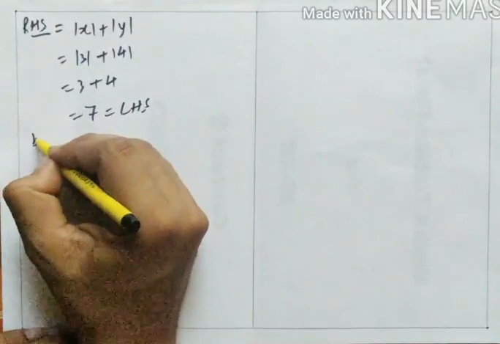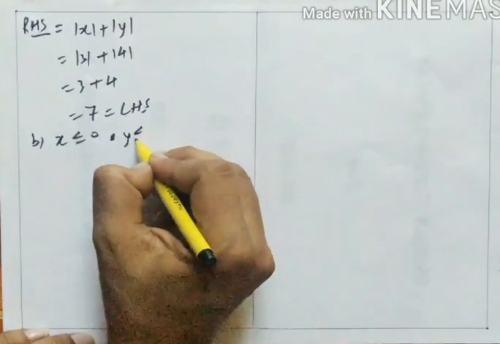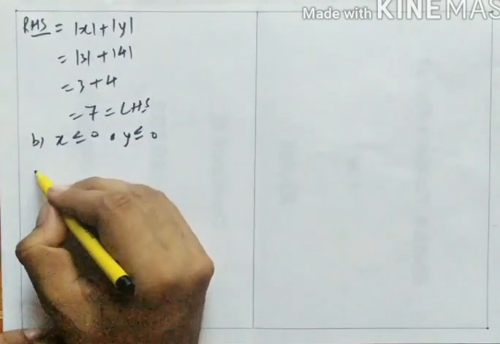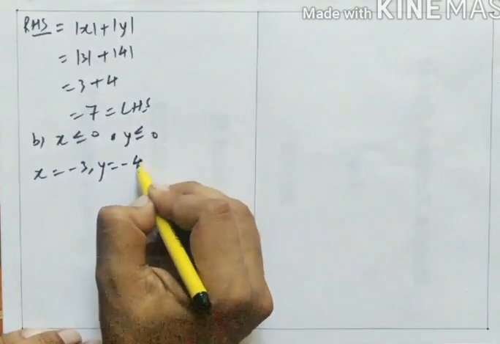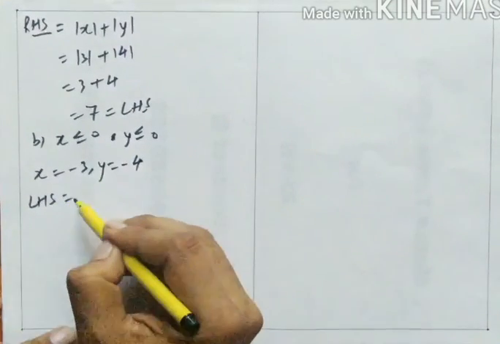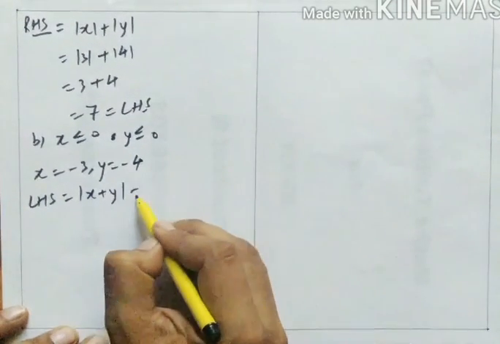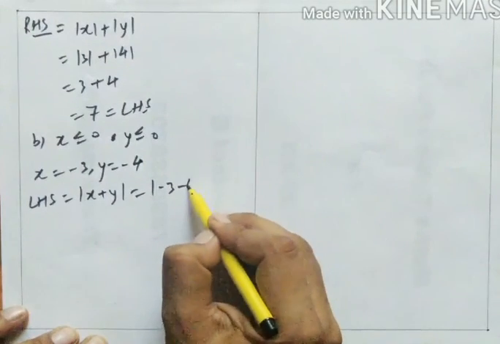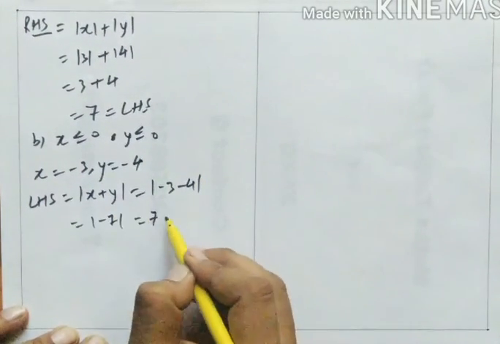Let's see the second case. x is less than or equal to 0 and y is also less than or equal to 0. So in that case, let x be minus 3 and y be minus 4. Let's find out LHS, that is mod of x plus y, that is mod of minus 3 minus 4, that is mod of minus 7, that is simply 7.